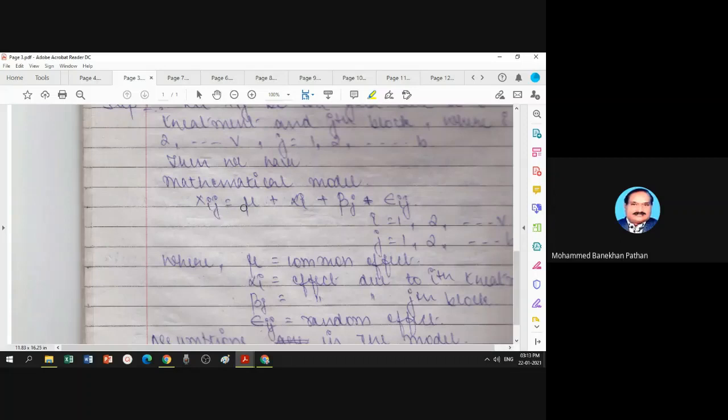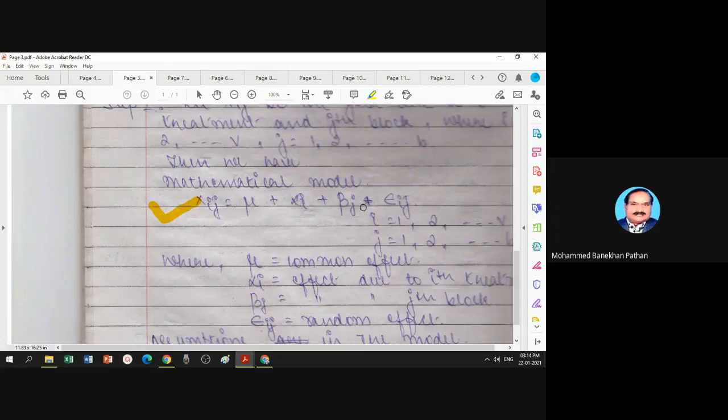So X_ij = μ + α_i + β_j + ε_ij. This is your mathematical model for RBD, randomized block design. Here i is a subscript, gives number of treatments 1, 2, up to v. That means we are studying RBD with v treatments. j indicates number of blocks 1, 2, up to small b. So we have a design with v treatments and b blocks.